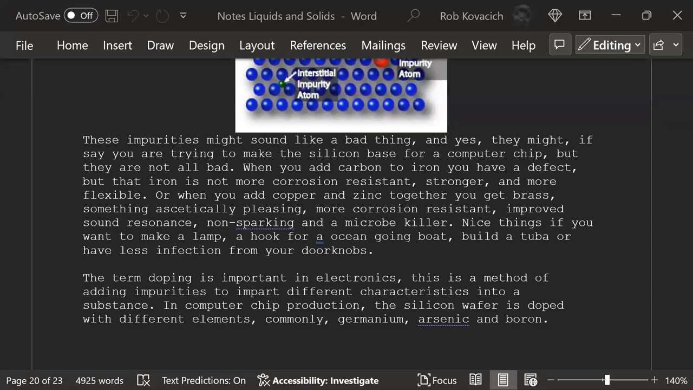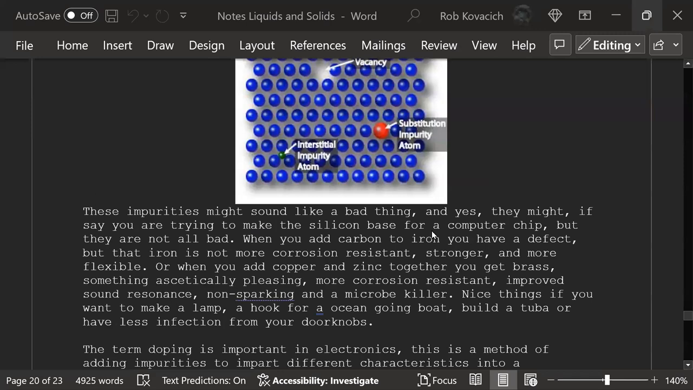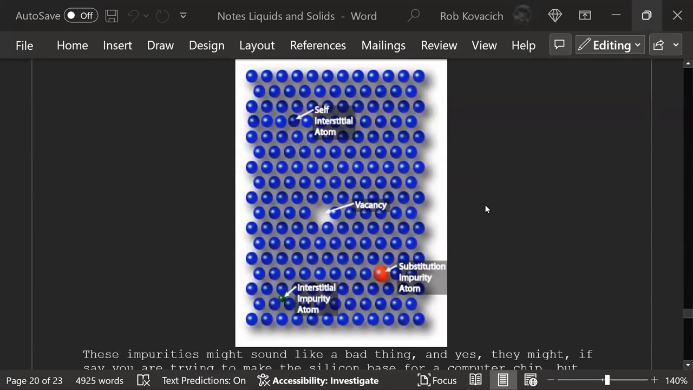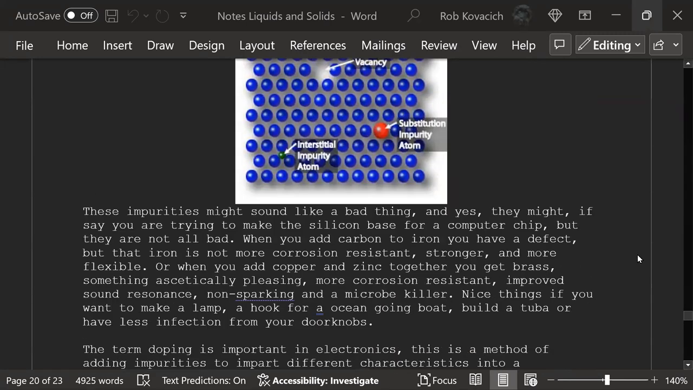And we ended class on Monday with this image here. And we talked about these different types of impurities. So let's just do a little roundup with that. Even though impurities might sound like a bad thing, they're not. If I take a silicon-based processing chip and I implant it with different things like arsenic or germanium, that process for computer chips is called doping. Then I can impart different properties on those computer chips.